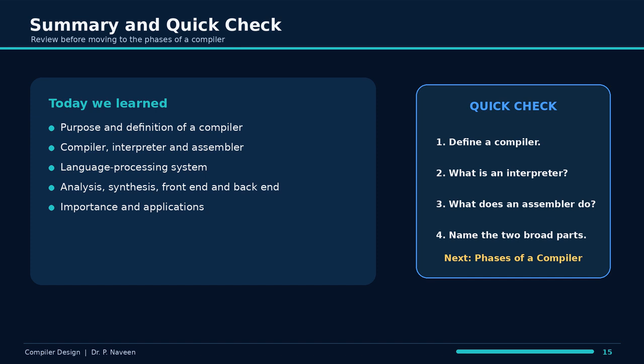Now, try to answer these questions. What is a compiler? Why do we need a translator? What is the difference between a compiler and an interpreter? What is the work of an assembler? That's all. In the next lecture, we will learn the phases of a compiler.